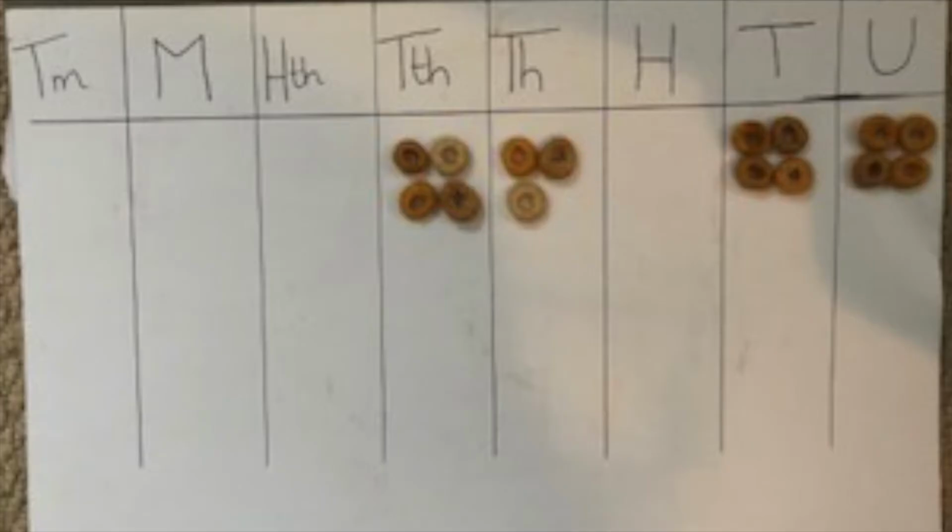So here is your first number. You can have a go at making this with your object on your place value grid. Then underneath you can have a go at writing that number in numbers, so in digits. Then see if you can write it in words and then practice saying it out loud.